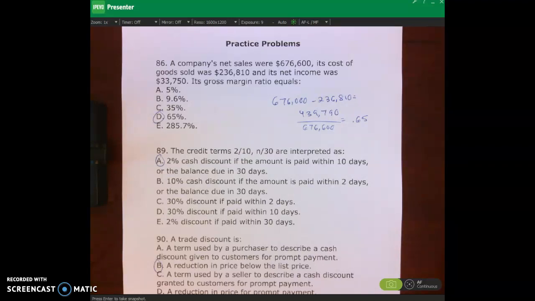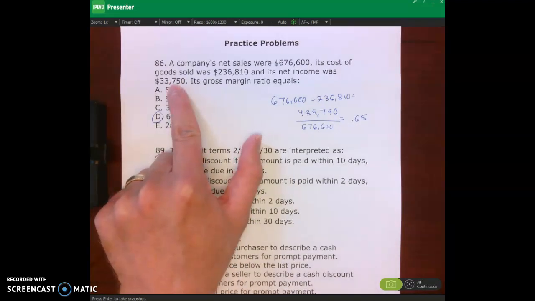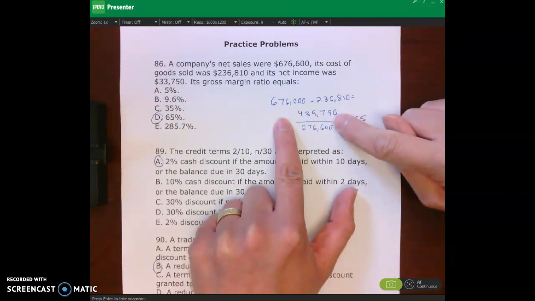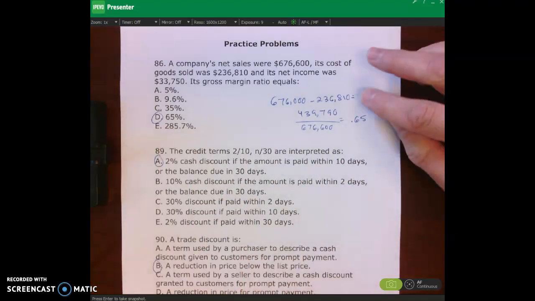Remember, net income is equal to our gross profit minus our operating expenses and other expenses to get down to net income. So we're talking about gross profit, which is simply sales minus cost of goods sold. So this is in there because I'm evil and I'd like to confuse you. That's all that is, okay? I'm not really evil, okay? So we take our 676,600 minus our 236,810, gives me my 439,790, which is my gross profit or our gross margin, divided by our sales gives us 65%, which is D, the right answer.